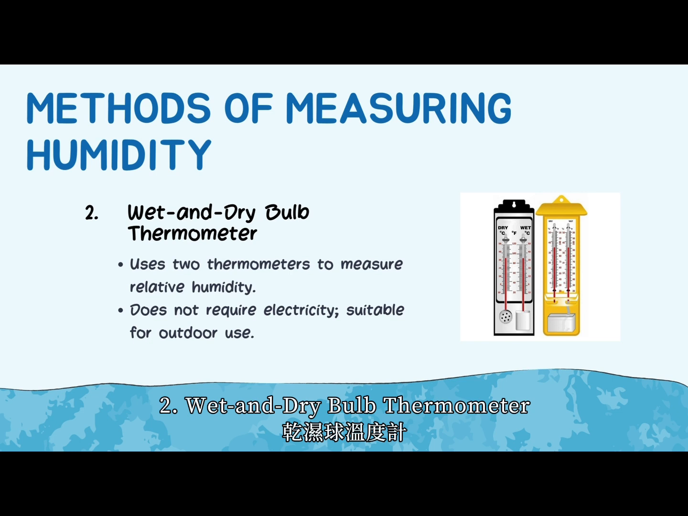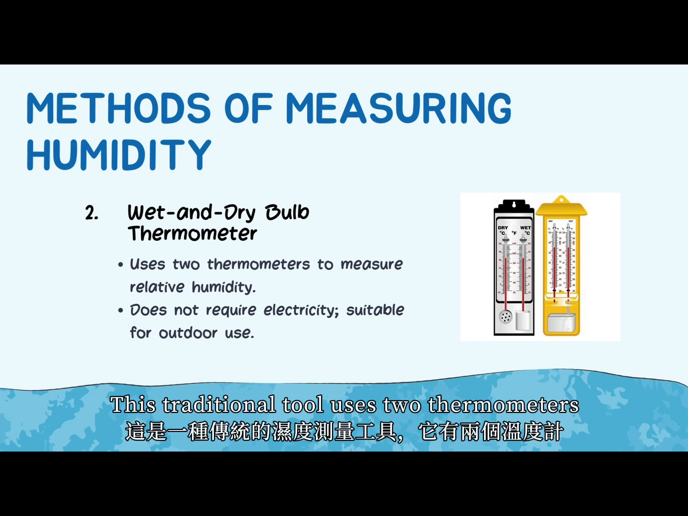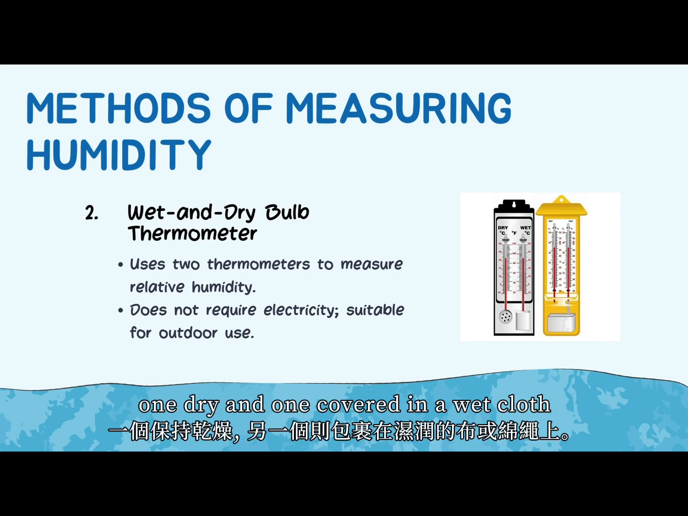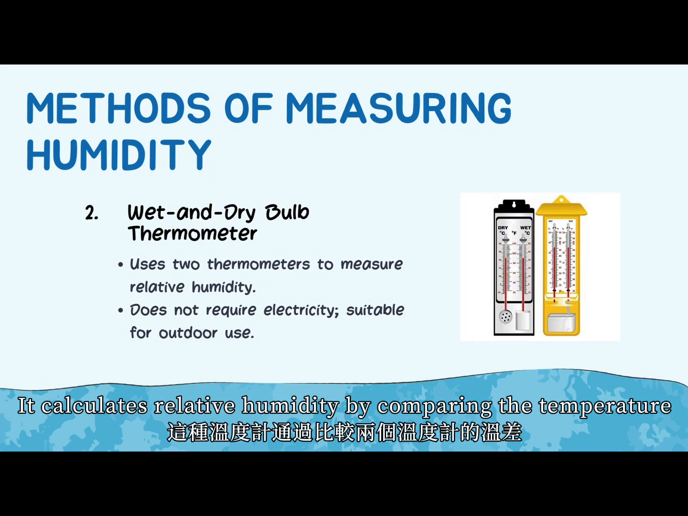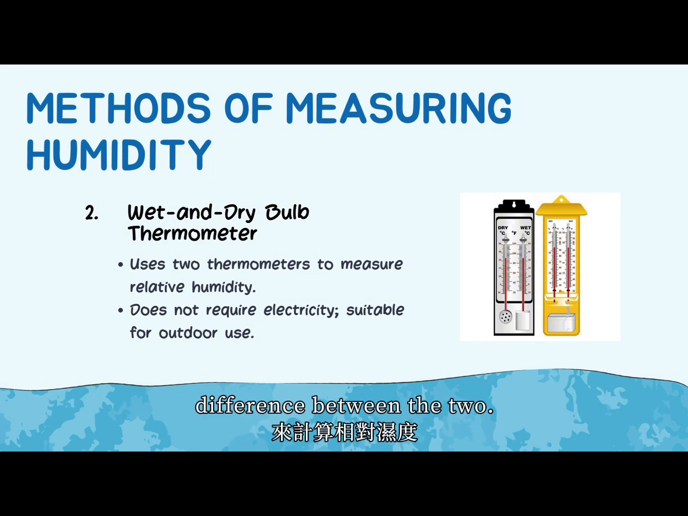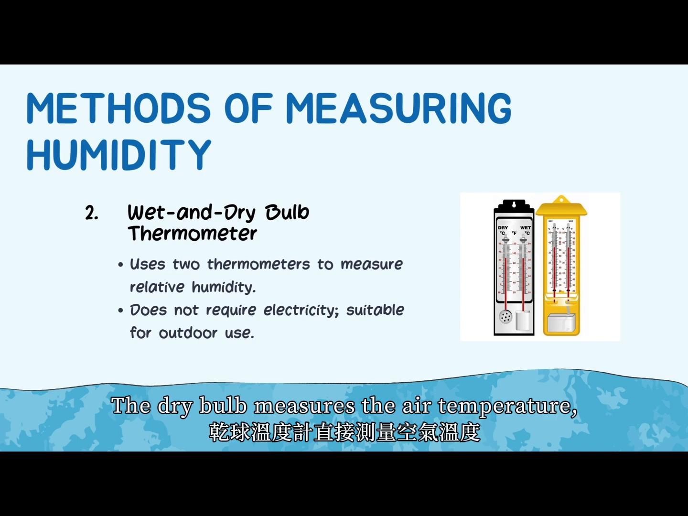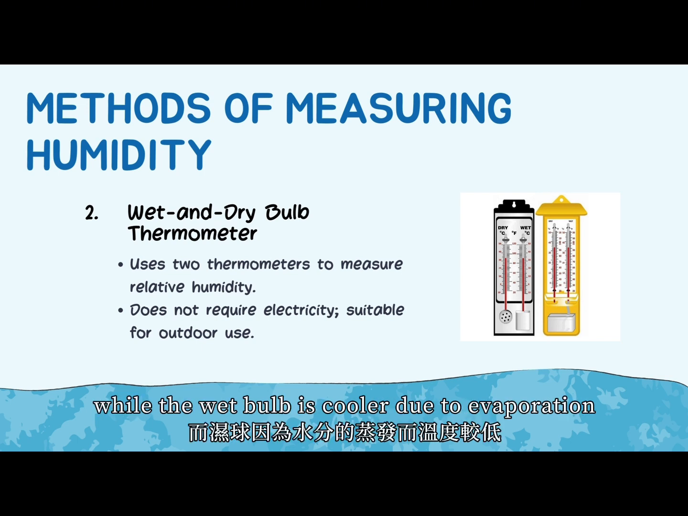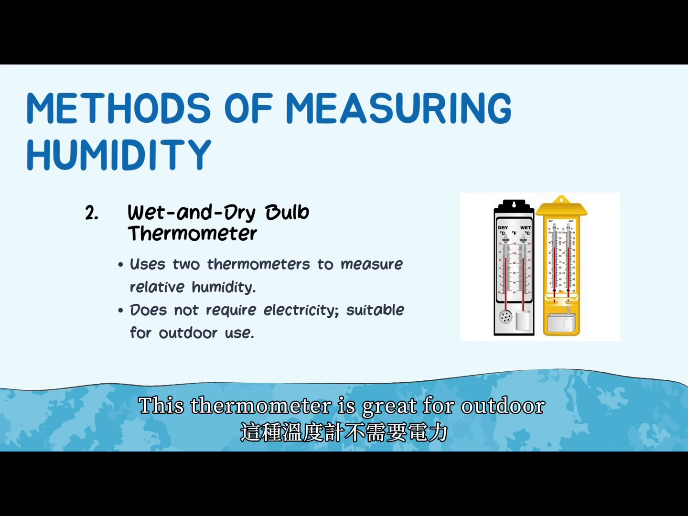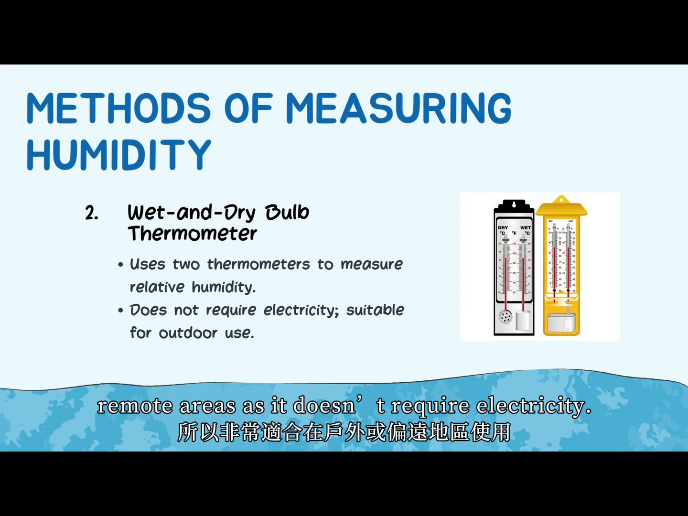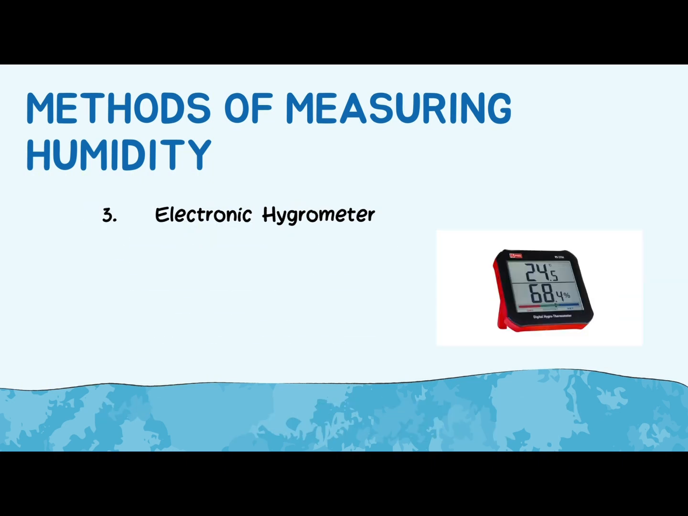2. Wet and dry bulb thermometer. This traditional tool uses two thermometers, one dry and one covered in a wet cloth. It calculates relative humidity by comparing the temperature difference between the two. The dry bulb measures the air temperature, while the wet bulb is cooler due to evaporation. This thermometer is great for outdoor or remote areas as it doesn't require electricity.